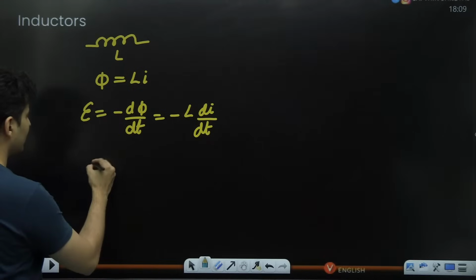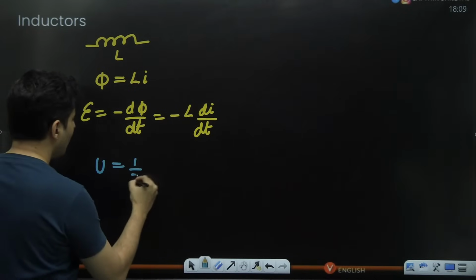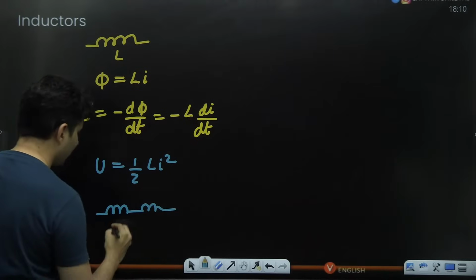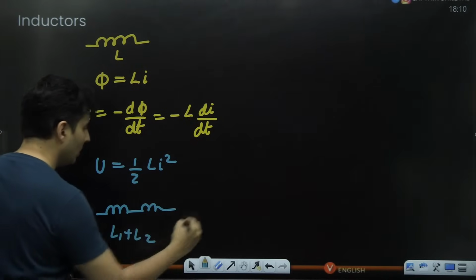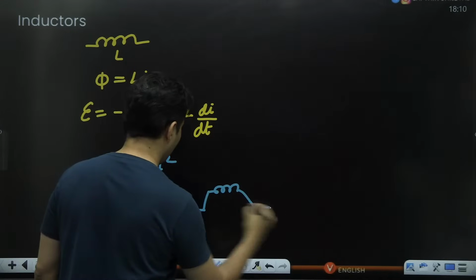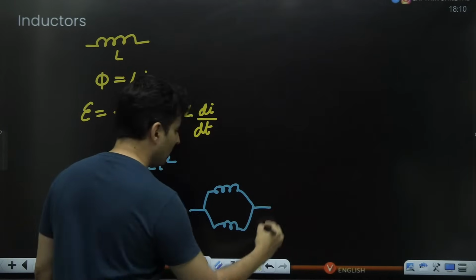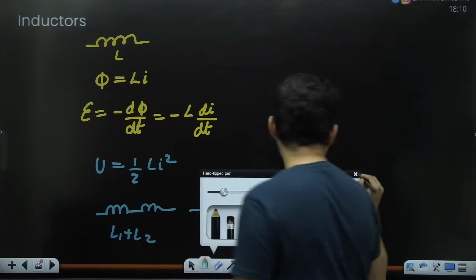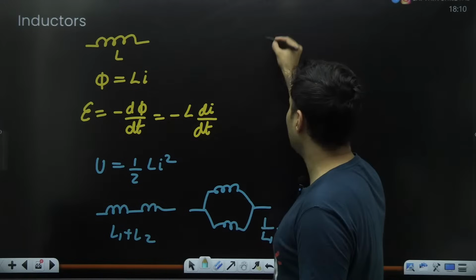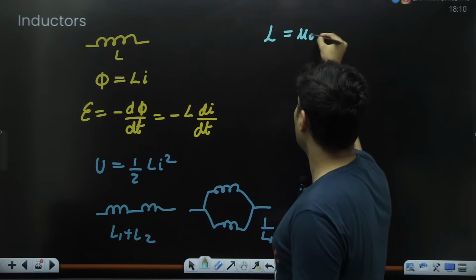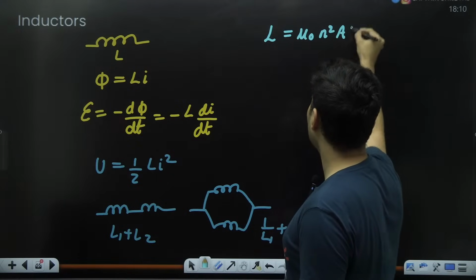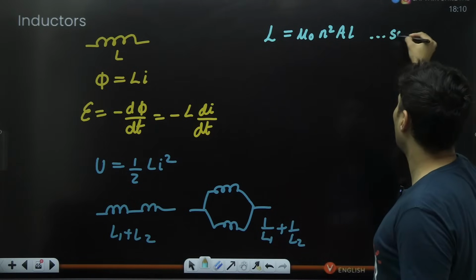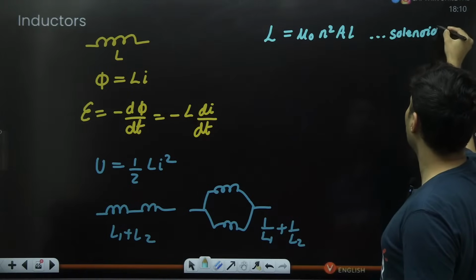Next, inductor's energy stored inside an inductor is half L i square. Inductors in series behave like resistors, so it will be L1 plus L2, but inductors when in parallel, it will be 1 by L, just like resistors, 1 by L1 plus 1 by L2. Lastly, inductance of a solenoid is mu naught n square A l. That is the formula for inductance of a solenoid.